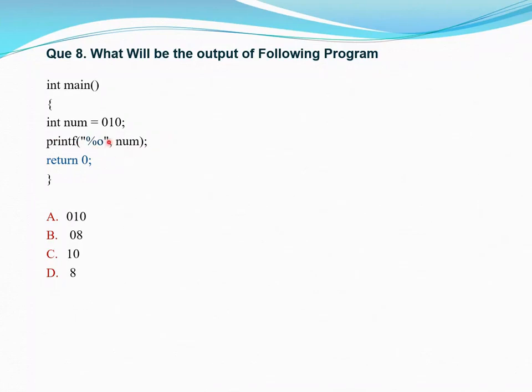But we know that num already contains the value in octal format. So this is the format specifier for octal number, and this is the variable containing an octal value. So the output will be same as this value. But while printing, this 0 will not be printed. So the output of this program will be 1 0.